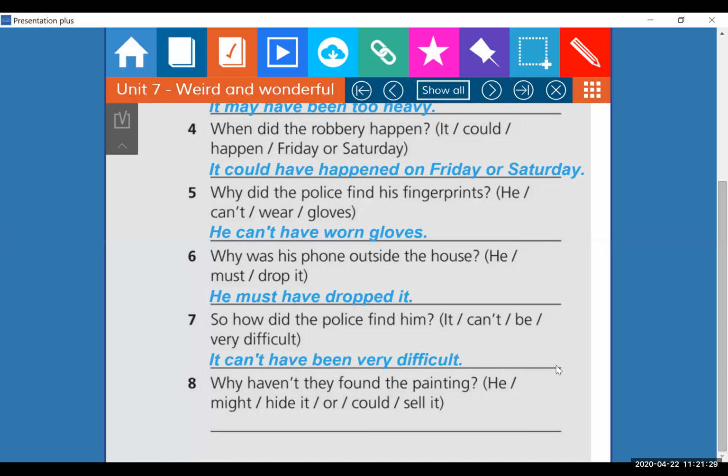And the last item, why haven't they found the painting? He might hide it or could sell it. And the answer for it, let me see. He might have. Daniel, are you sure the verb should be hide after have, or something else? Might have hidden. Yes, he might have hidden, or he could have sold it. These were the possible answers.